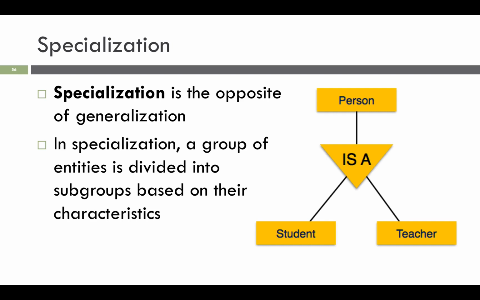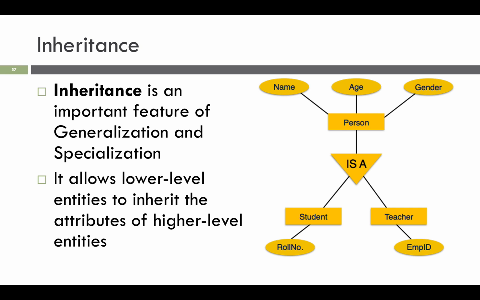Specialization is the opposite of generalization. In specialization, a group of entities is divided into subgroups based on their characteristics. Inheritance is an important feature of generalization and specialization. It allows lower-level entities to inherit the attributes of higher-level entities.